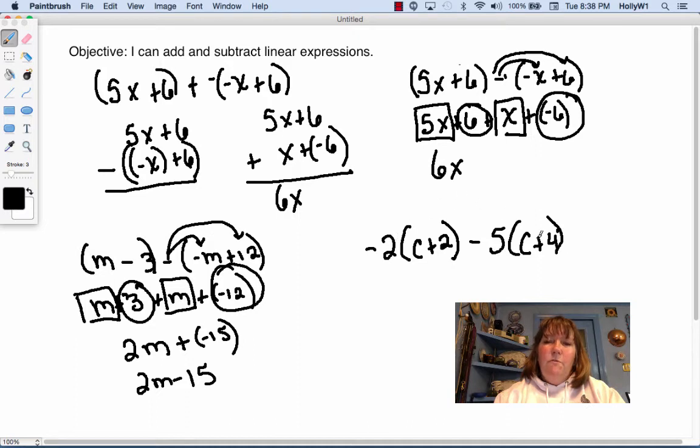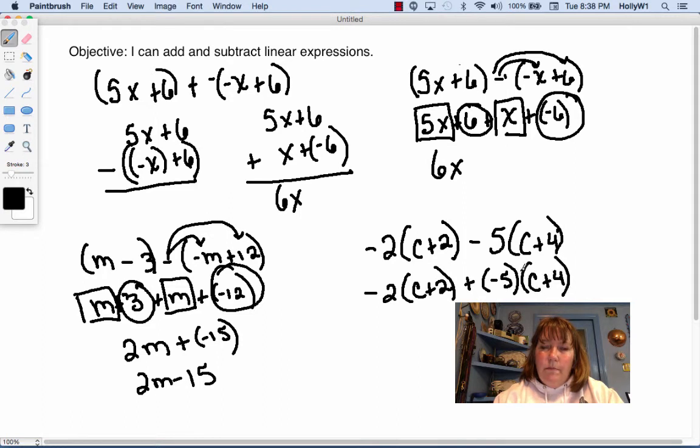Okay, welcome back. The first thing I need to do is rewrite this as an addition problem. So minus 2 times c plus 2, plus negative 5 times c plus 4. So we're going to distribute the negative 2: negative 2c plus a negative 4. Add negative 5 times c is negative 5c. Negative 5 times 4 is negative 20.